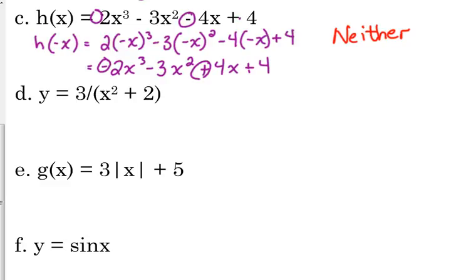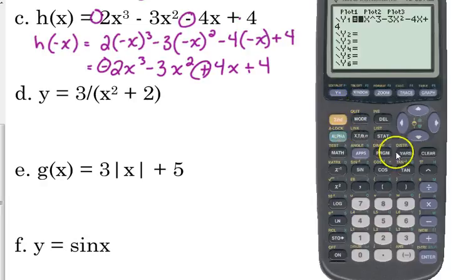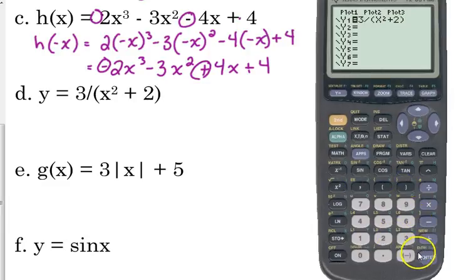All right, let's look at the next one. What type of function is this in D? Rational. Yay, we're finally learning that. All right, what do y'all think? Just looking at it, what do you think it's going to be? Even, odd, or neither? Okay, I hear a couple votes for even. I hear an odd. Any neithers?